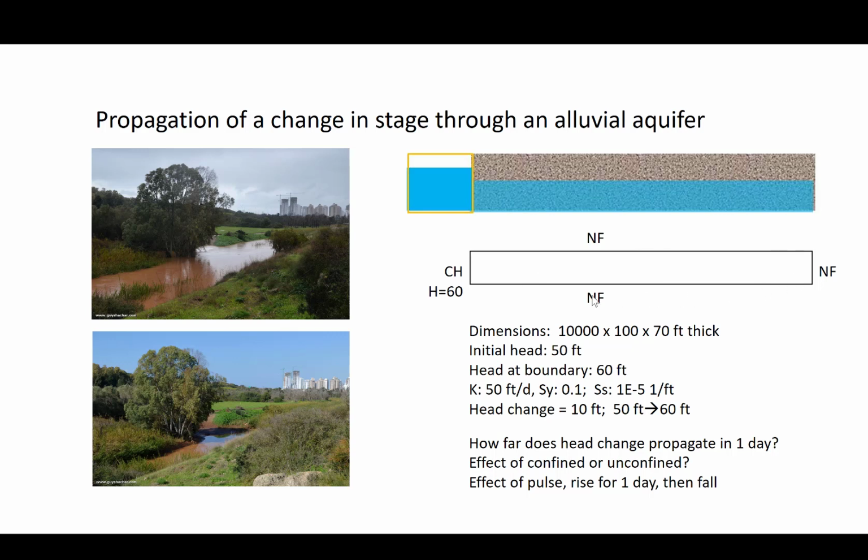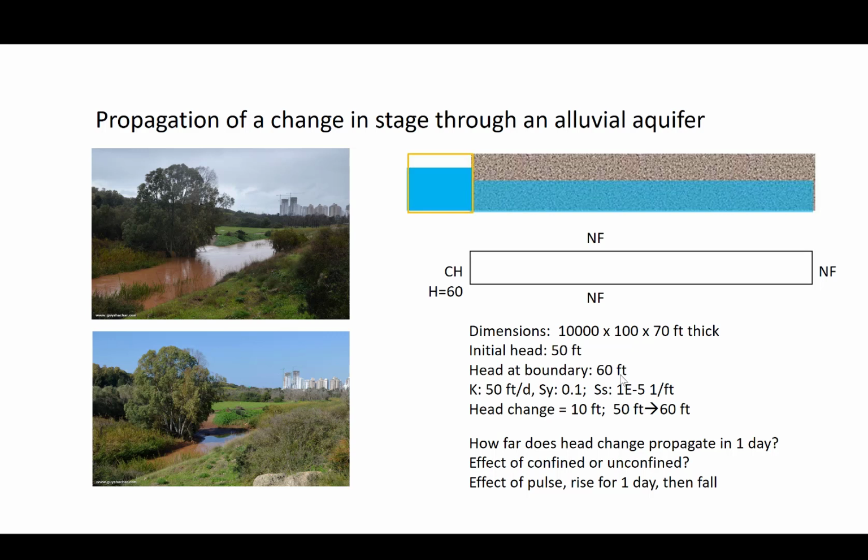The boundary conditions are no flow on these three sides, and here we'll specify the hydraulic head. The initial head is equal to 50 feet, and we'll specify that the hydraulic head along this boundary is equal to 60 feet. That will be the flood pulse, and it'll be a change of stage of 10 feet. These are the dimensions. It's 10,000 feet in this direction, 100 feet in that direction, and it'll be 70 feet thick. We'll just use one layer in the grid for this model.